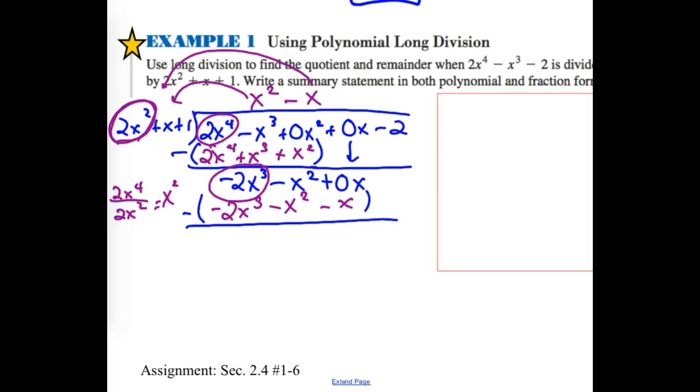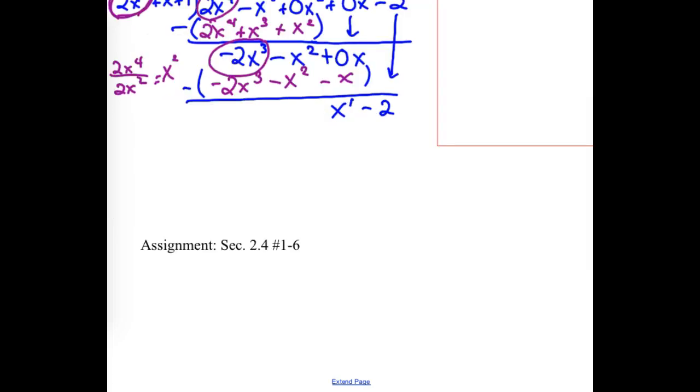Our first term drops out again. We have negative x squared minus a negative x squared, which is going to drop out as well. Then we have 0x minus a negative x, which leaves us 1x. And then we bring down our next term, which is a negative 2. But now notice that our degree here is a 1, and that is smaller than the degree of our divisor. So we're done. We can't take any x squareds out of just an x. Okay? So they've asked us to write this in two different forms, in polynomial form and in fractional form.